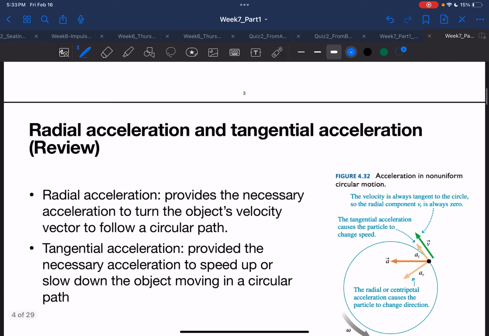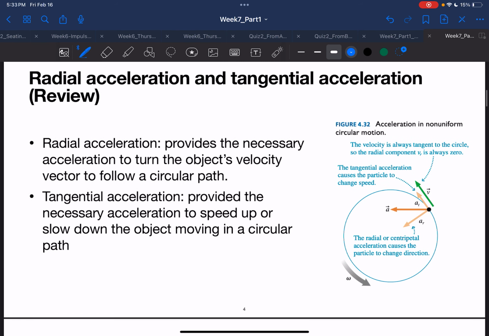All right. Next up, this is mostly a review of radial acceleration as well as tangential acceleration. So we talked about this back when we were just introducing non-uniform circular motion. So the radial acceleration of an object is the acceleration that keeps the particle going in a circle. It basically helps the particle change direction as it turns in a circle. And then the tangential direction is responsible for changing the speed of the particle.